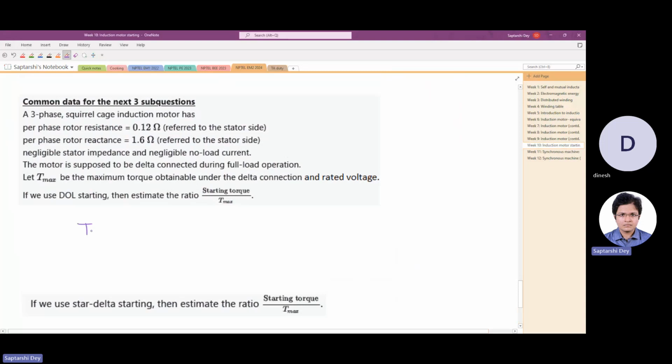We simply have the starting torque by peak torque as 2 alpha by alpha squared plus 1. Alpha is R2 by X2, 0.075 by how much? 0.075.